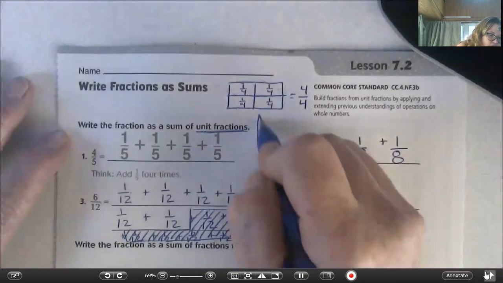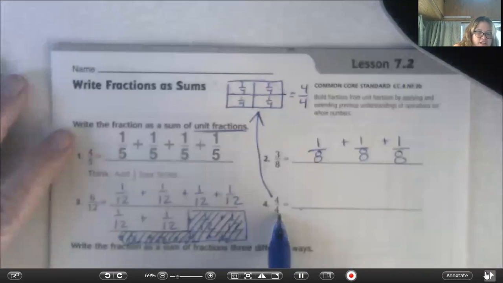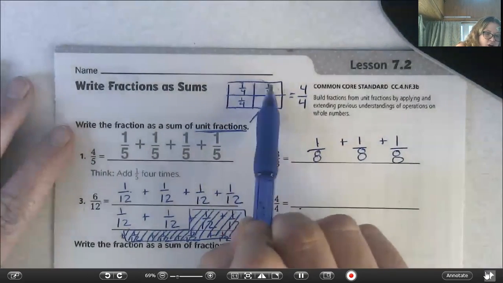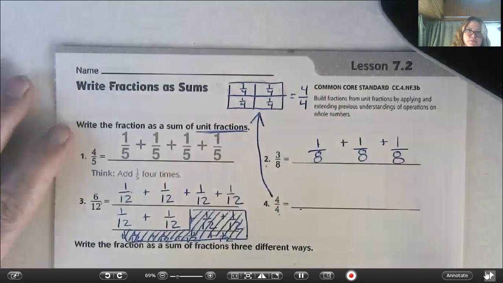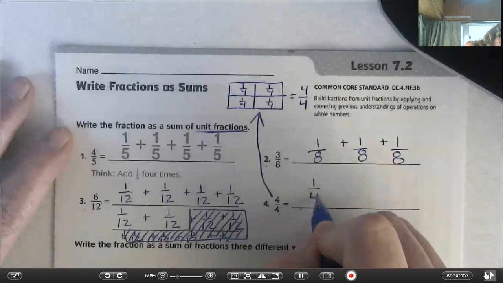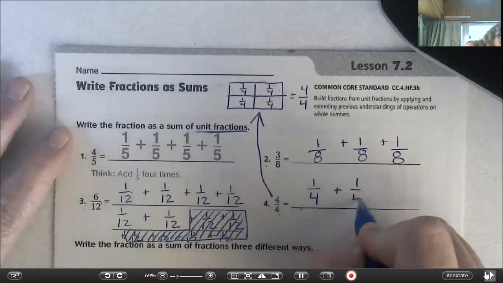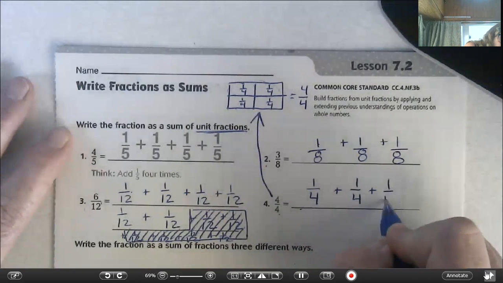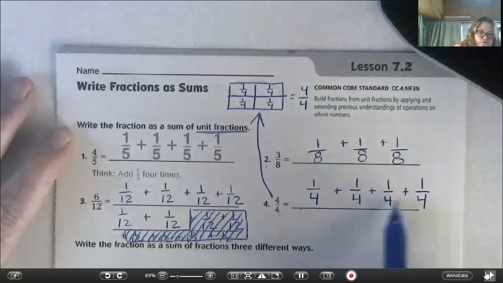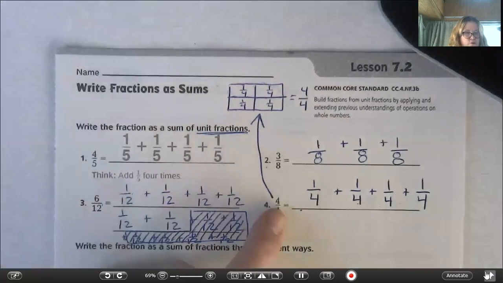Now, oh, look at this. What did we do? We have 4/4 right here. I drew my model for 4/4. So now I'm going to take those parts that I already labeled in my model and I'm going to write them down. 1/4 plus 1/4 plus 1/4 plus 1/4. 1, 2, 3, 4. 4/4, 4/4. That equals themselves, okay?